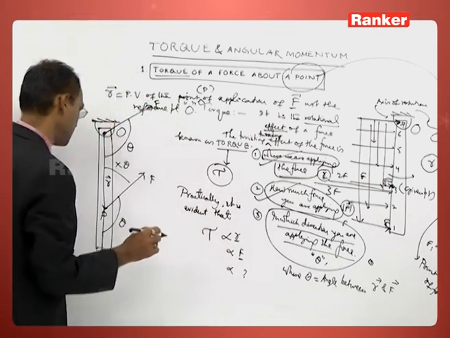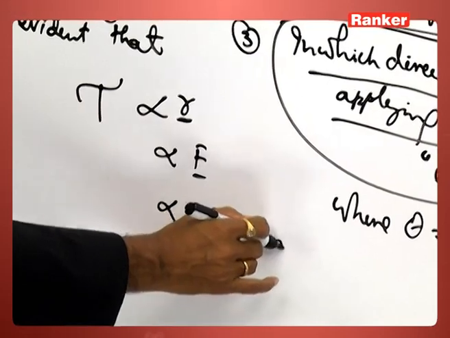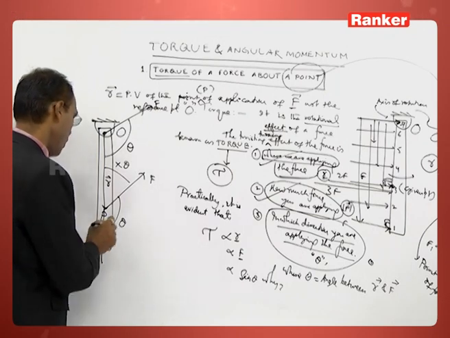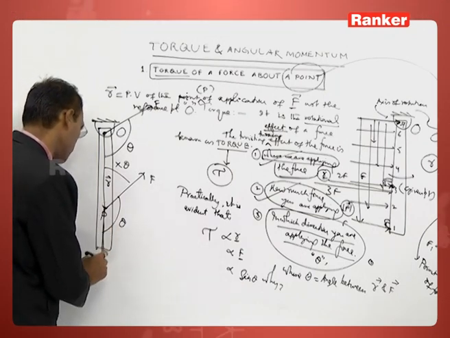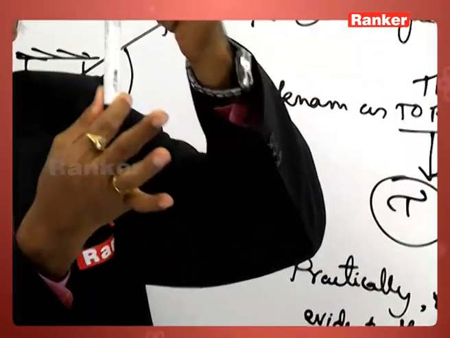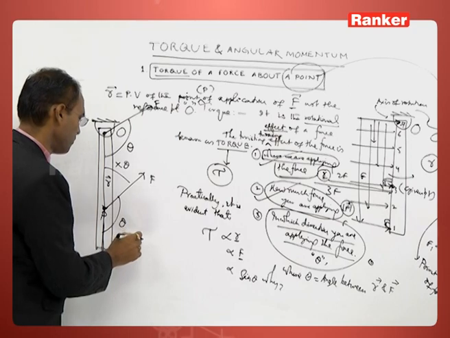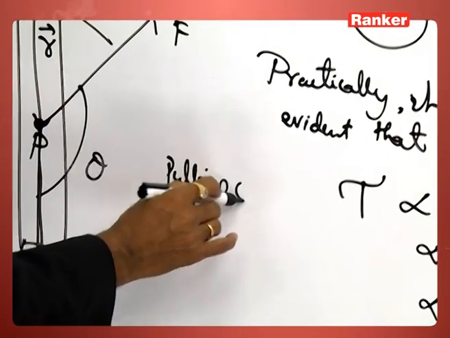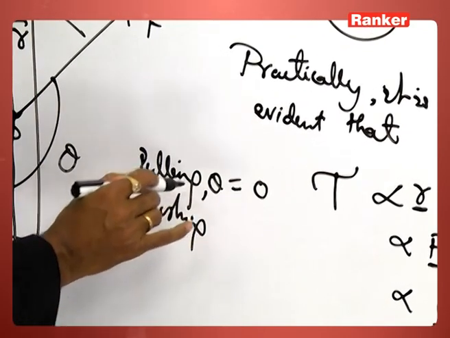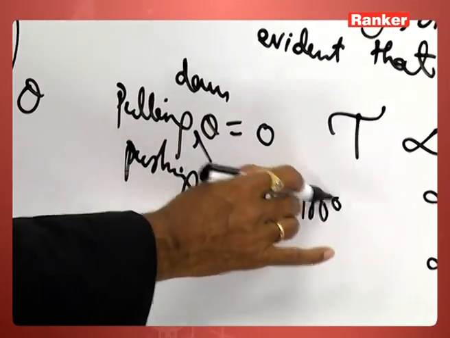And the third thing is given by sin theta. Why sin theta? Why not cos theta? Why not tan theta? Because when you apply the force down, when you pull this point down, there is no chance of rotation. When you pull it, is it rotating? No. When you push it, is it rotating? No. For pulling, theta is equal to how much? 0. For pushing up, theta is equal to 180 degree.